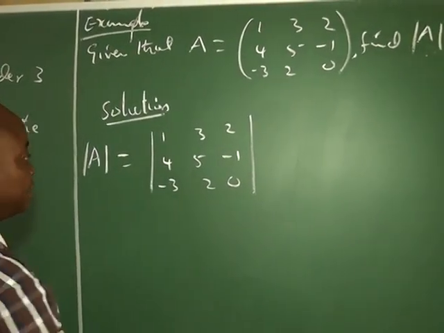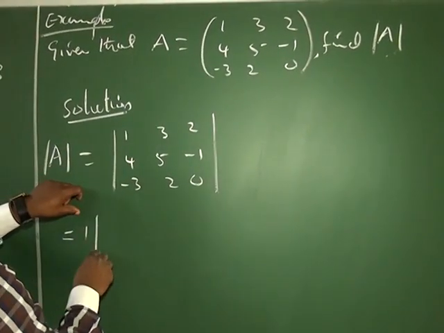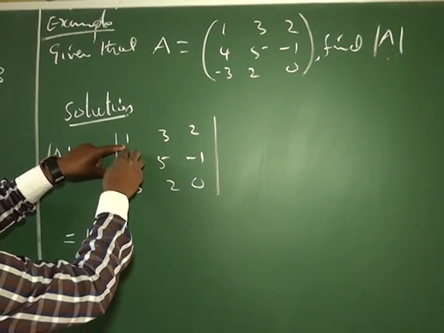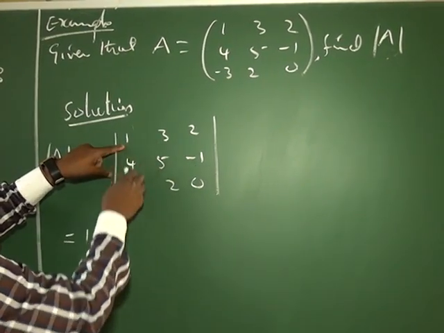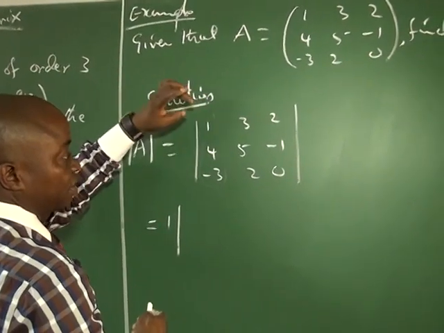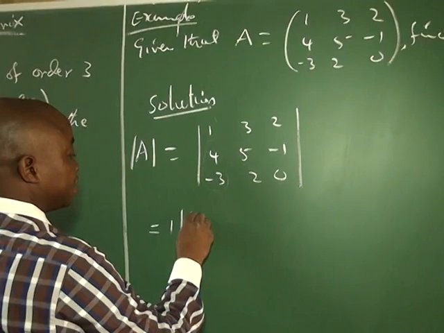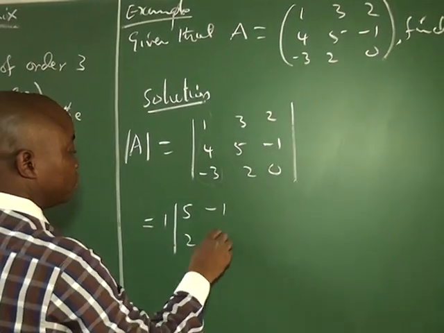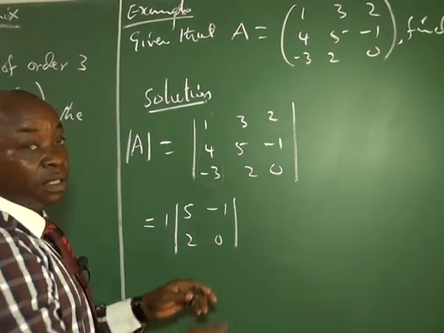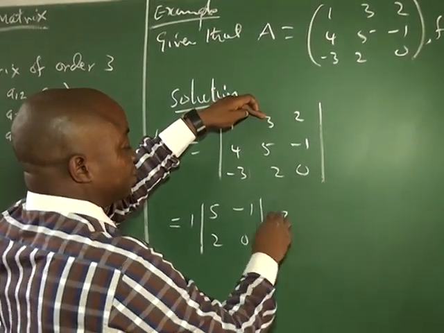And we have said that I will pick this first element, which is 1. If I pick it, then I will ignore the whole element in the column of that one I'm picking, and I will also ignore the element in the row, so it remains only this, and that is 5 minus 1, 2, and 0. And the next element to pick is D, and the sign alternates. That is 3.